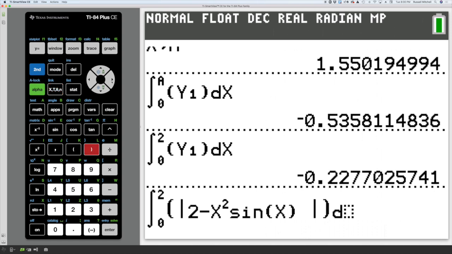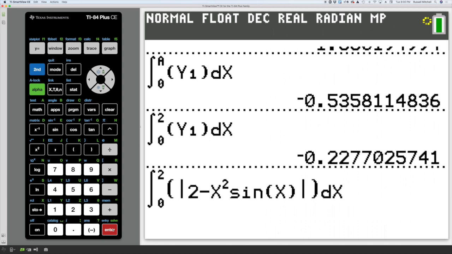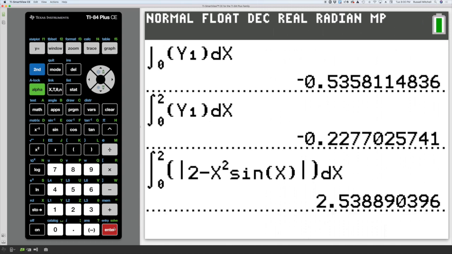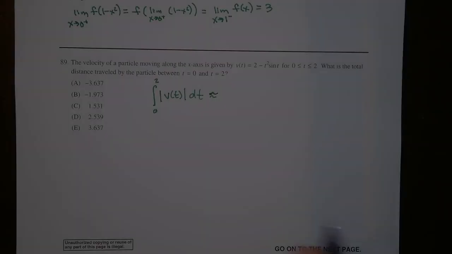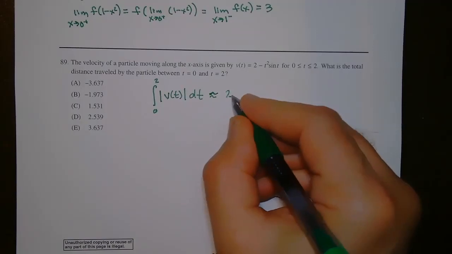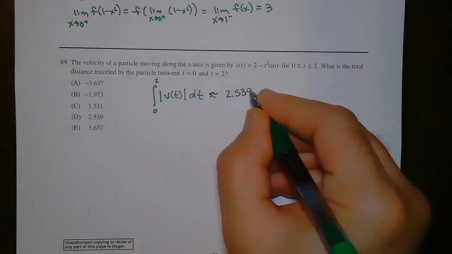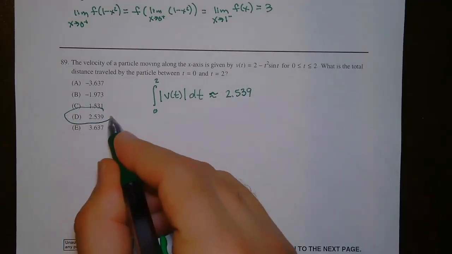Okay, and then get out of the absolute value part and go to x. And we get 2.539. Okay, so 2.539. Let's go back to our paper. So for this integral, we got 2.539, and so the correct answer is D.